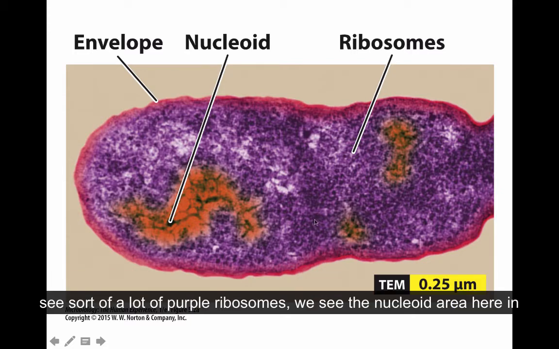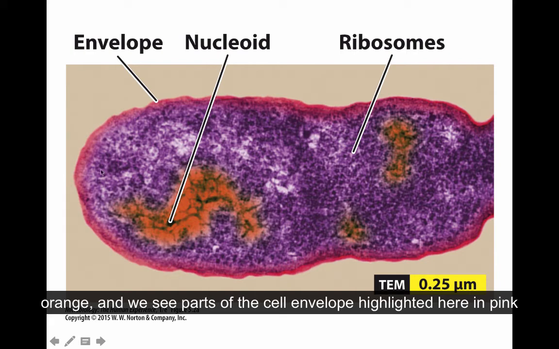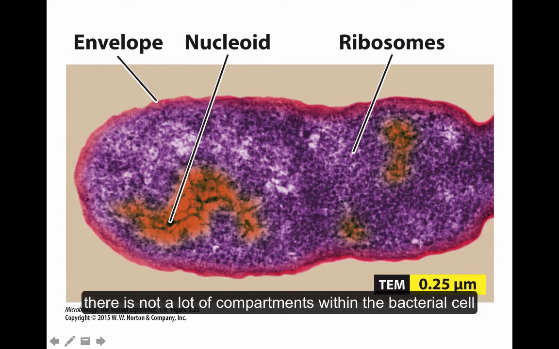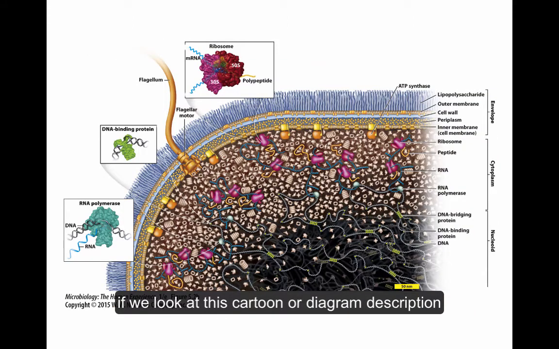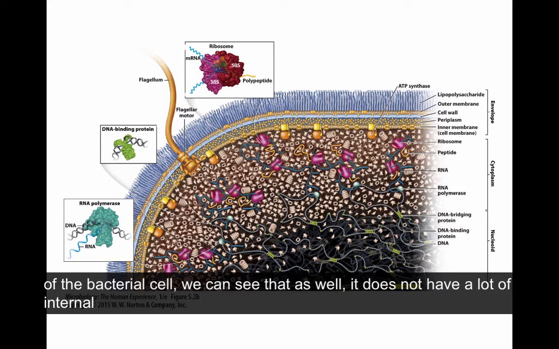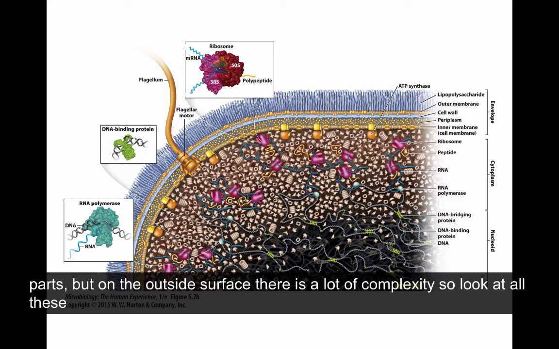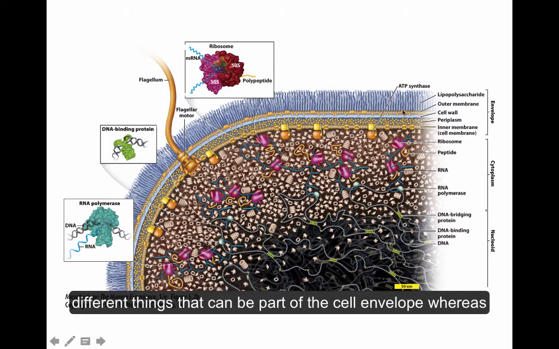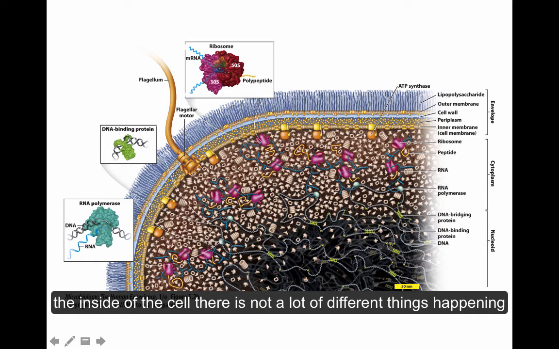We see a lot of purple ribosomes, we see the nucleoid area here in orange, and we see parts of the cell envelope highlighted here in pink. There's not a lot of compartments within the bacterial cell. If we look at this cartoon or diagram description of the bacterial cell, we can see that as well. It doesn't have a lot of internal parts, but on the outside surface there's a lot of complexity. So look at all these different things that can be part of the cell envelope, whereas on the inside of the cell there's not a lot of different things happening.